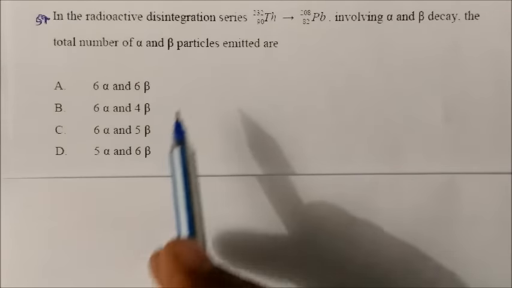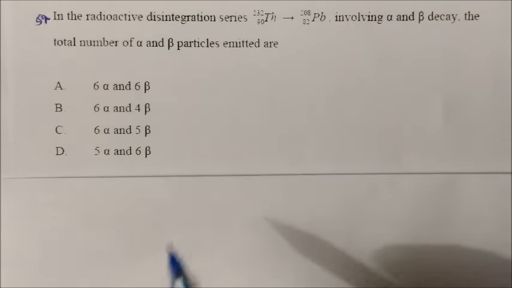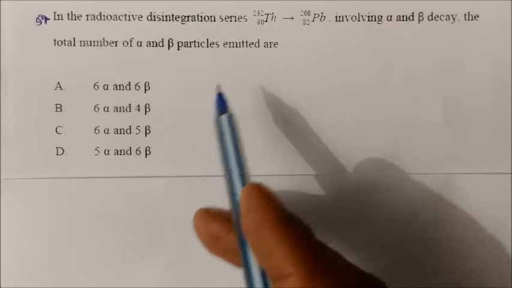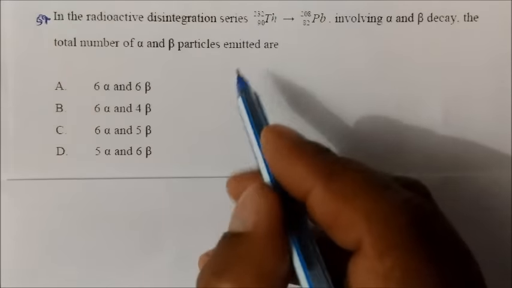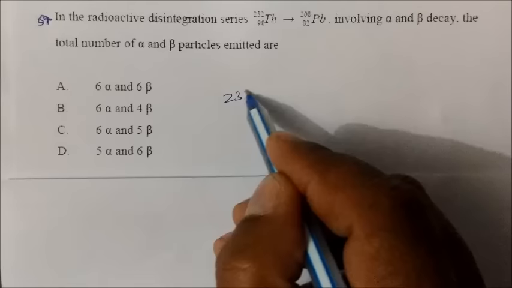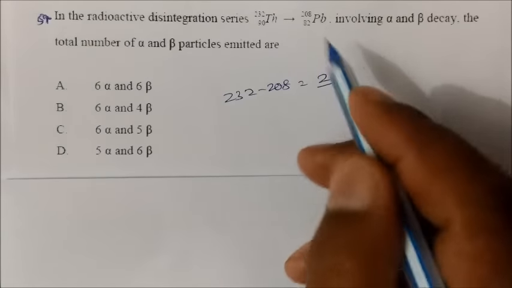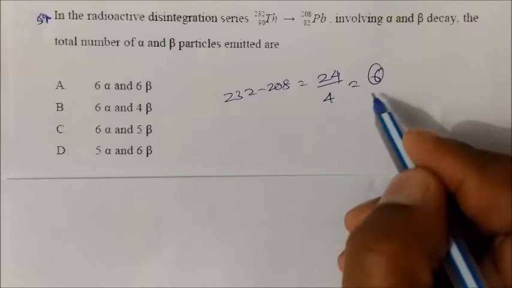In the radioactive disintegration series thorium to lead involving alpha and beta decay, what is the total number of alpha and beta particles emitted? So we can find alpha particles. 232 minus 208 becomes 24. And alpha particles have mass 4, so 24 divided by 4 is 6. 6 is the number of alpha particles.